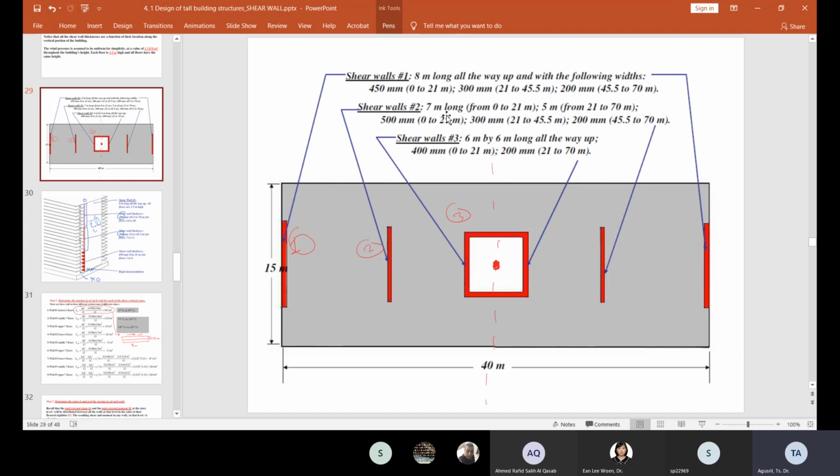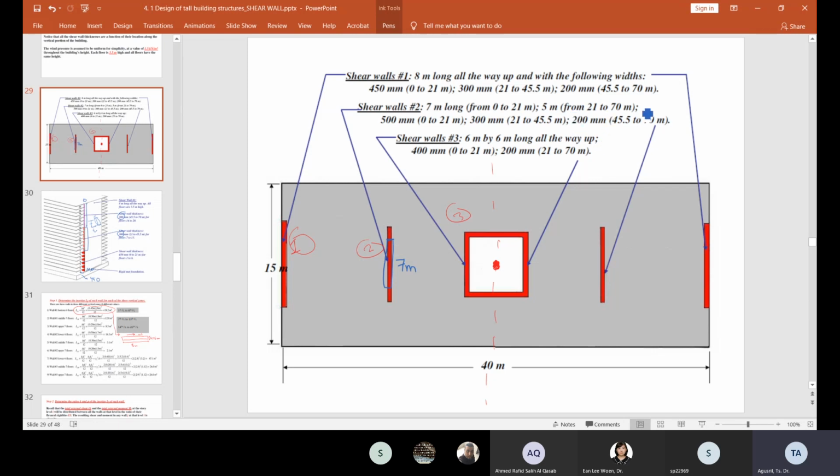For wall number 2, from 0 to 21 meter level, they have 7 meter length. So this is 7 meters. You can see here, for 0 to 21 meters, they have a 7 meter length. And then from 21 to 70, they have 5 meter length. So the length of the wall will be reduced. Let's say this is the length of the wall for the next level.